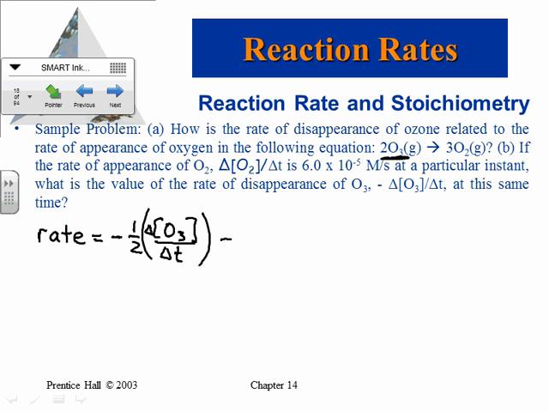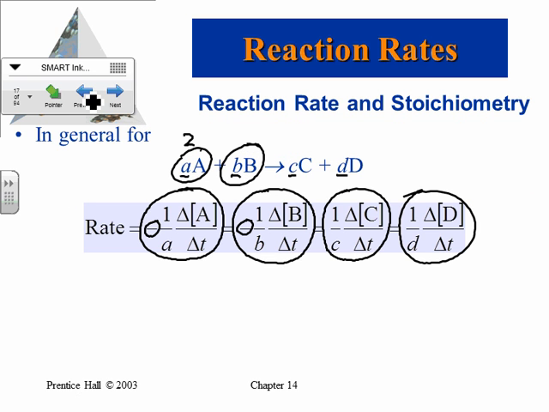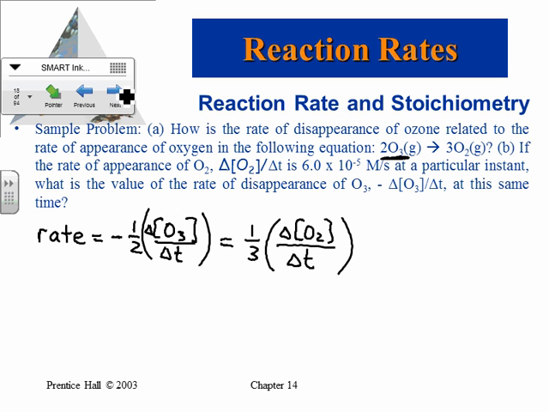And that would be equal to, let's see, the O2 here, it's going to be positive 1/3. And then we would multiply that by the change in the O2 concentration over the change in time. So we're basically just making that look like it looked over here. And so that's how those two are related to one another.